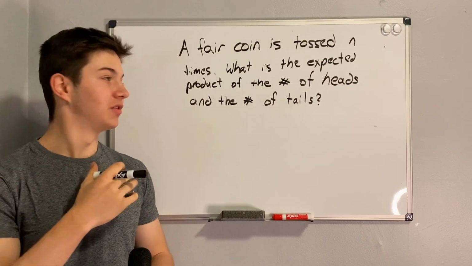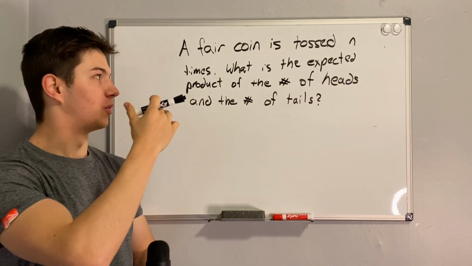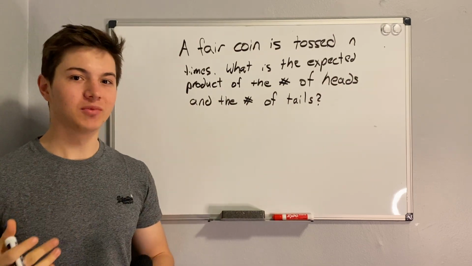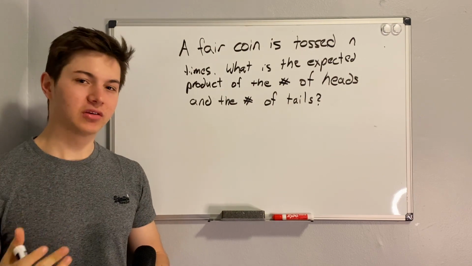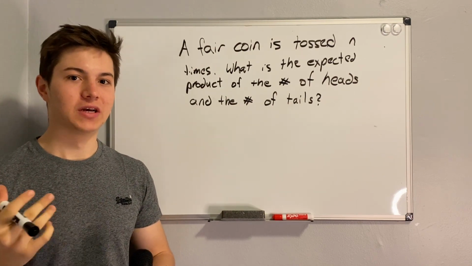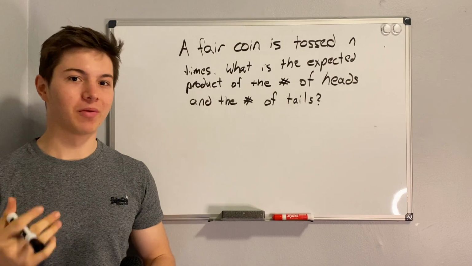Hey everyone, in today's video we'll be looking at the following question. We have a fair coin that is tossed n times, and we're asked to give the expected product of the number of heads and the number of tails. So have a think about it and I'll be right back with the solution.